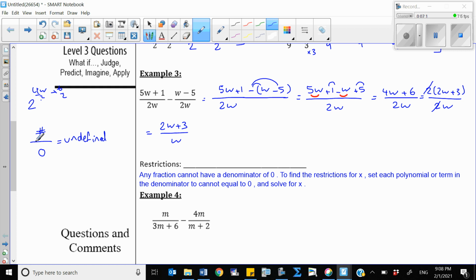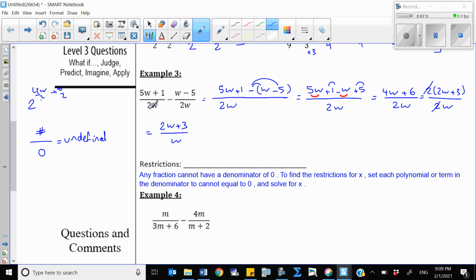So the denominator of a rational number or rational expression cannot be equal to 0. If it's equal to 0, it's undefined, and that's something that we don't want for our fractions. We want our fraction to be defined, not undefined. So what I do here to find a restriction is to set the denominator not equal to 0 and solve for the variable that we have.